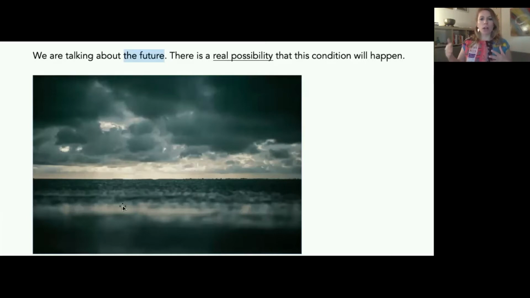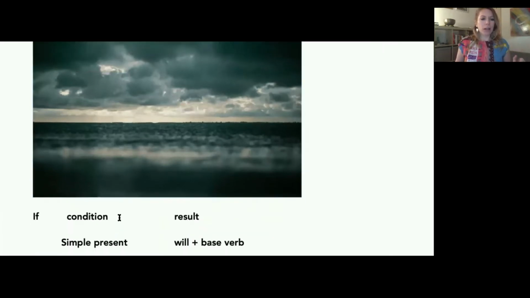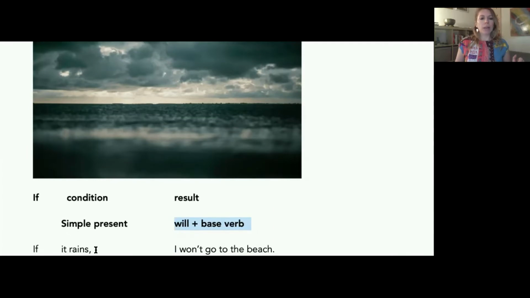Maybe I want to go to the beach after I teach English, and I want to go there at 3 p.m. today, but the clouds are here. So if I'm going to use the condition, that part is going to get simple present tense, okay? And the result part will get will plus the base verb. So, if it rains, I won't go to the beach. If it rains, I won't go to the beach.